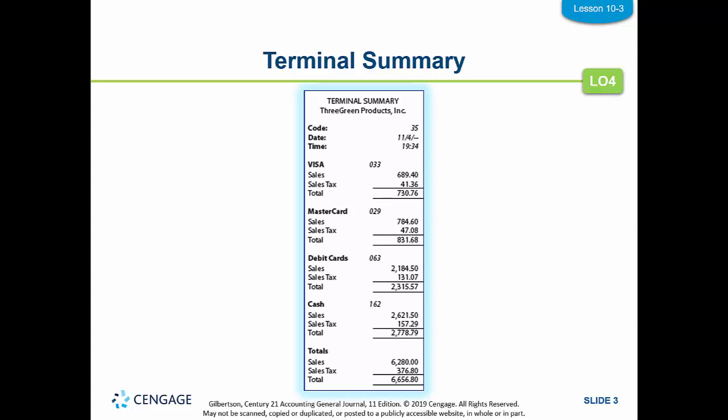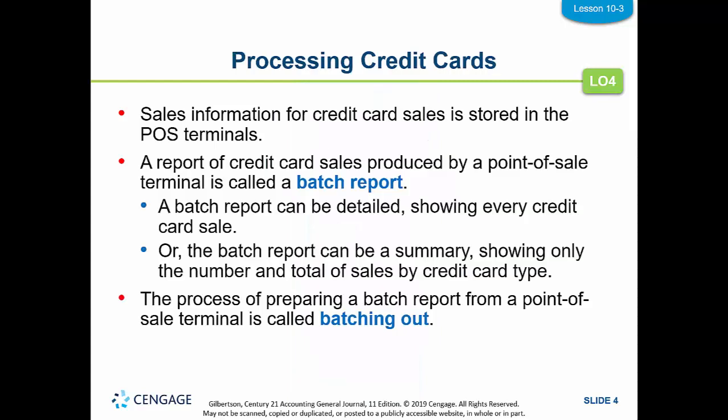So what we can see for this date, for November 4th, we have a total sales of cash and credit cards of $6,280, sales tax of $376.80 for a total cash that comes into our business of $6,656.80. So we would actually use this. This would be our source document for recording cash and credit card sales for a date.